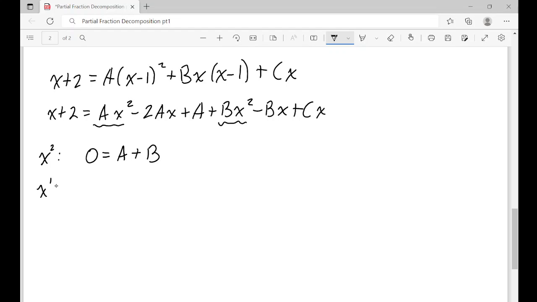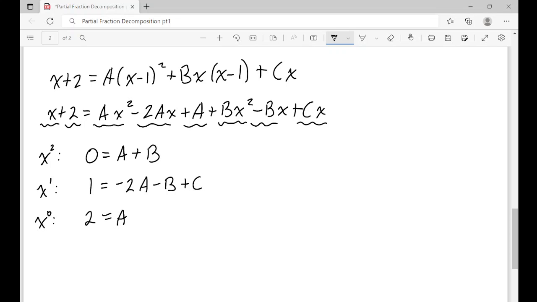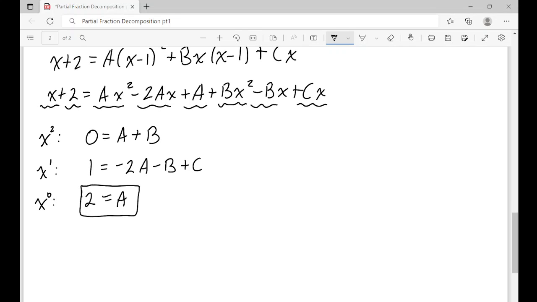Now, next is x to the first. We go in descending order. On the left, the coefficient for x is 1, so put a 1 there. Done with that. And on the right, I have negative 2A, I have negative B, and I have plus C. And now the last is x to the 0, just the constant terms. So on the left side, I got 2. And all I have left is A. So 2 equals A. So right off the bat, I know what A is. It's 2.